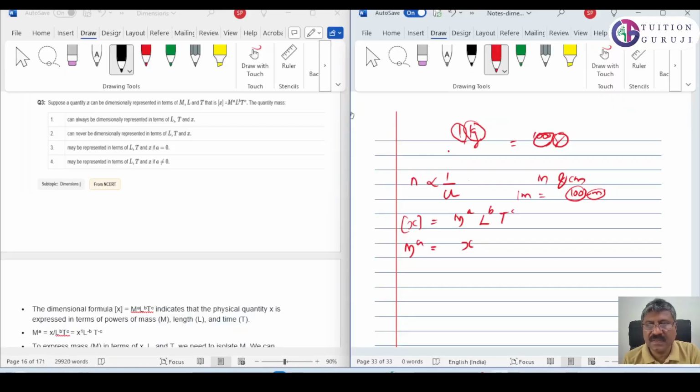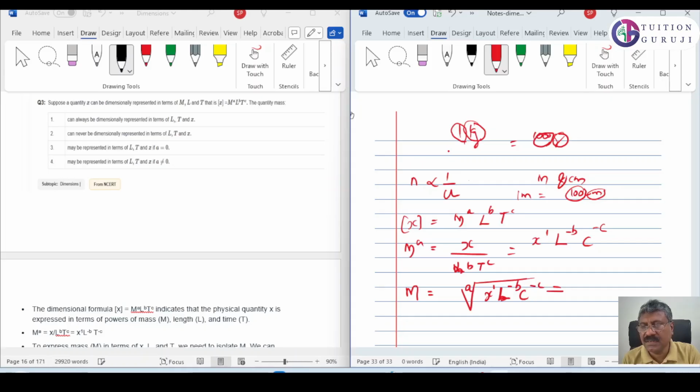x divided by L raised to b, T raised to c. That means x raised to 1, L raised to minus b, T raised to minus c. Now, when we separate M, we take the a-th root, just like a square root. It is x raised to 1, L raised to minus b, T raised to minus c.